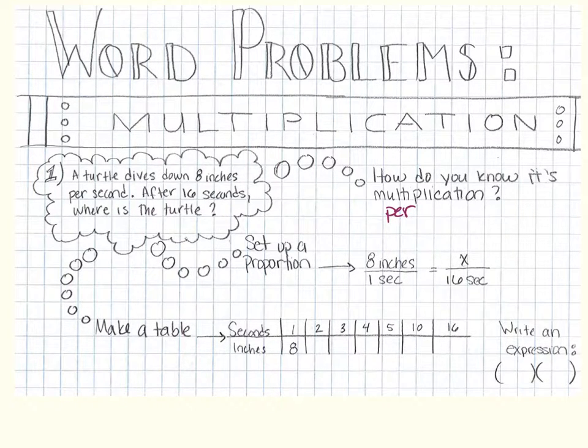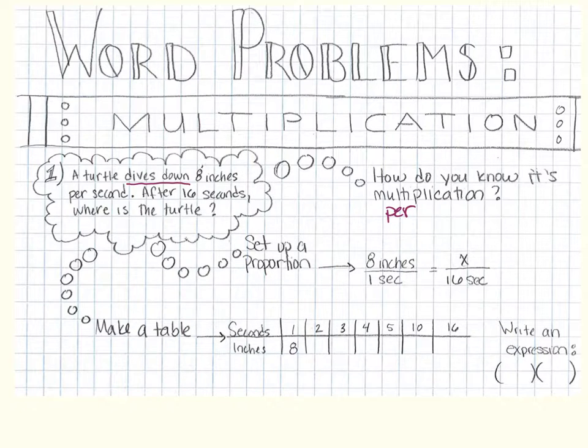Okay, the key to multiplication is to look for that per word. And then there's 3 strategies that we're going to use in order to solve these multiplication word problems. So first, let's take note that we're diving down. So diving down is obviously going to be a negative answer. Okay, so the first strategy that we can use is to set up a proportion.